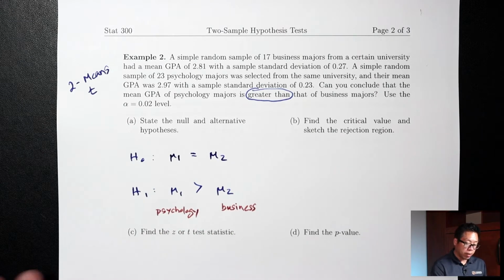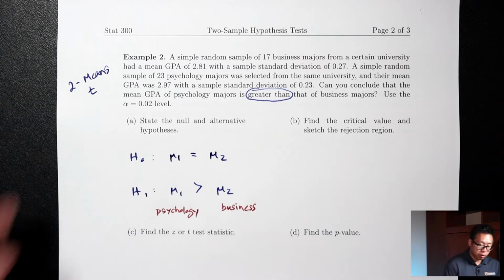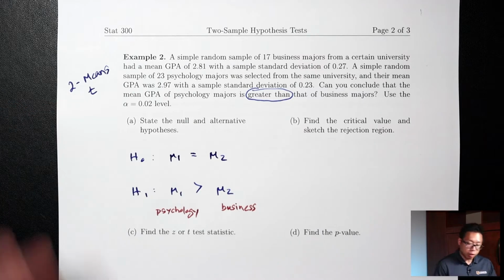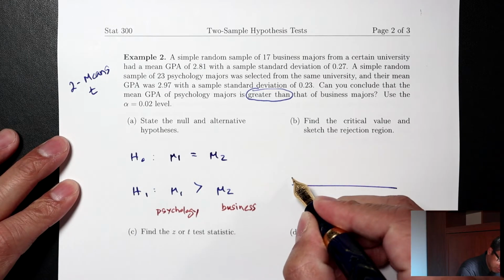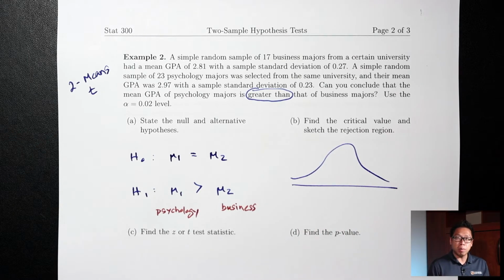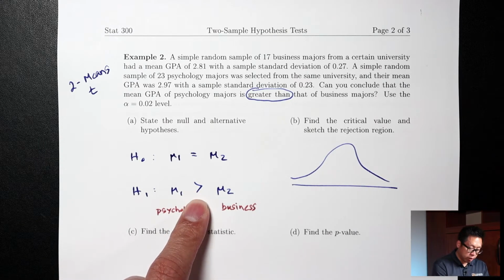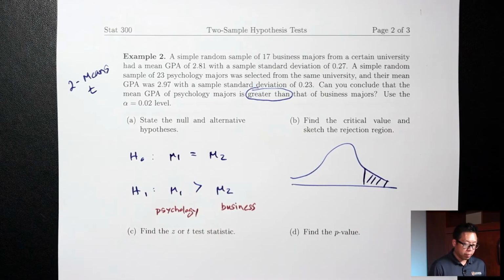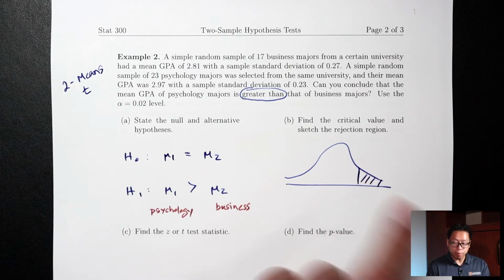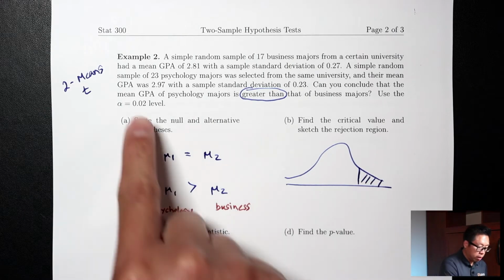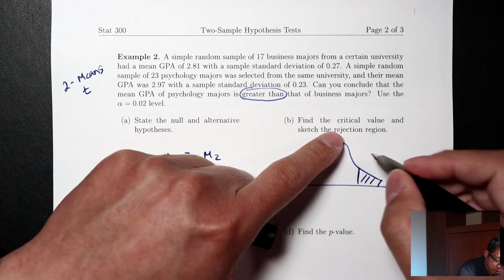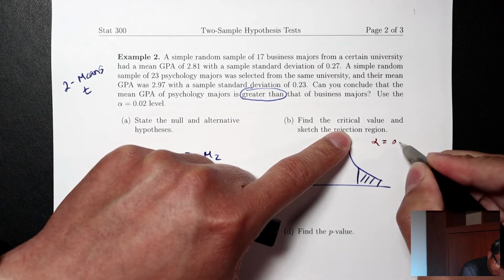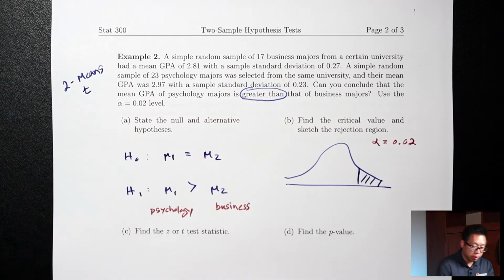Part B, find a critical value and sketch the rejection region. So we'll draw the picture, either the Z distribution or the T distribution. And this picture should either be shaded left, shaded right, or two tails. If this is less than, it will be shaded left. Greater than, like it is here, will be shaded right. And not equals will be two tails. The shaded region is our alpha. Our alpha here is 0.02. So 0.02 is the shaded region, which is the area to the right here.